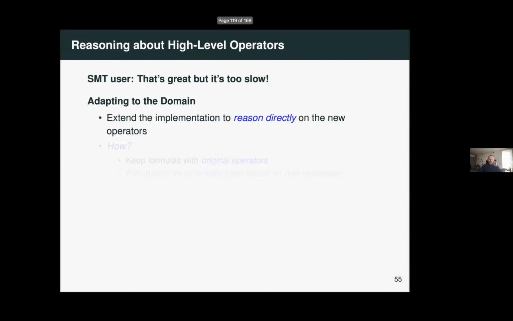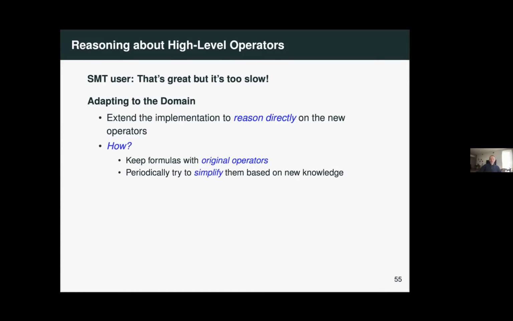Okay, well, we can do better. Remember in the neural network case, we actually extended our solver as well to reason directly about new operators. We can do that here too. And there's a clever trick that we can do, which is basically we'll keep these formulas with the original operators. And rather than trying to come up with a calculus that's complete that reasons about these operators, we'll just periodically try to simplify them. And if we're successful, we can simplify the difficult operators away. And if not, then eventually we can reduce them to the core theory like we did before.